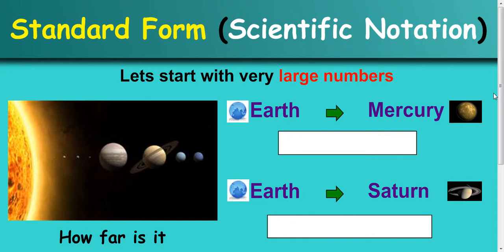In this lesson, we're going to look at something called standard form or scientific notation. Now, scientific notation is a way of writing very large or small numbers and is often used both in maths and in science, hence scientific notation.